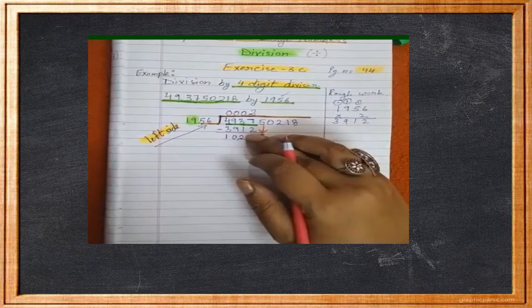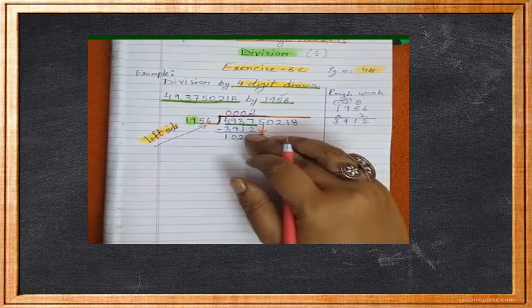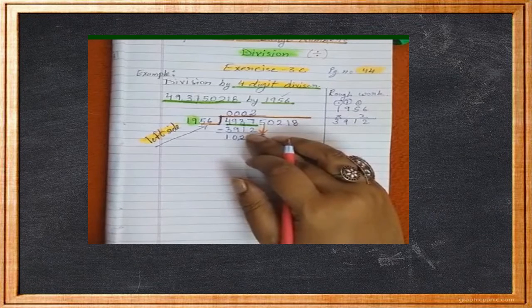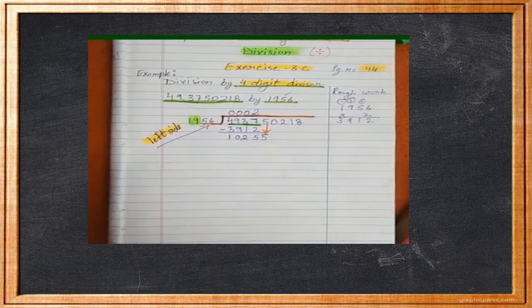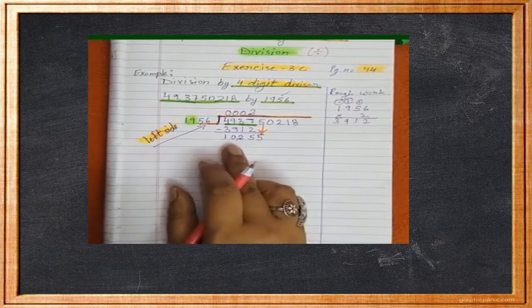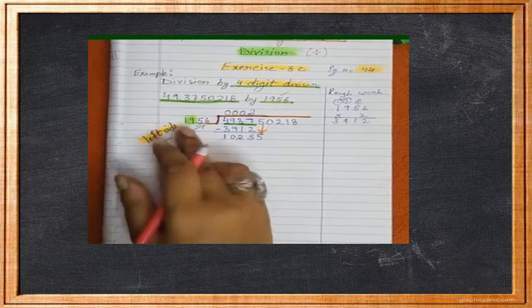Yes. Now 102. Now read 19's table until you get 102, or a number which is smaller, less than 102, and it should come in 19's table. So 19 3s are 57, 19 4s are 76, 19 5s are 95, and 19 6s are 114. 114 is bigger than 102. So go one step back. 19 5s are 95.